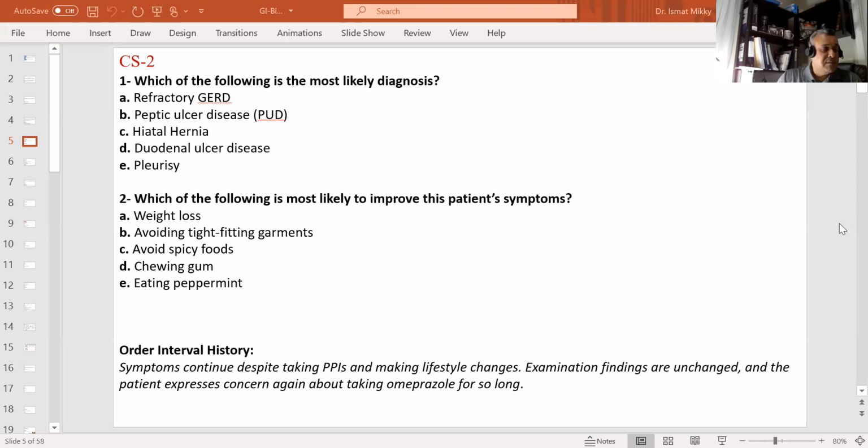The alarming symptoms in GERD are dysphagia, weight loss, anemia, blood in the stool, and the long-term side effects of PPI therapy. If they keep taking these PPI drugs long-term, for years, that could result in side effects like osteoporosis, increased risk for C. diff infection, or CAP, community acquired pneumonia.